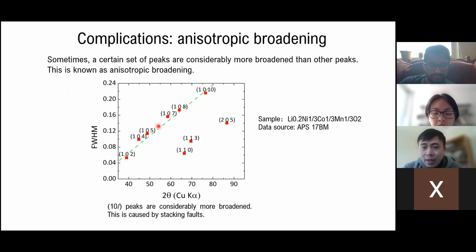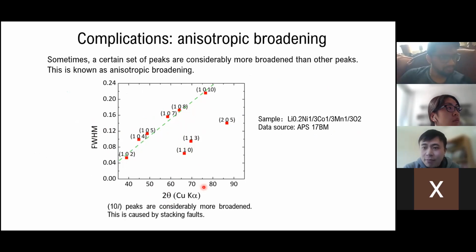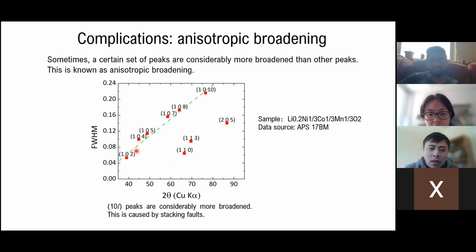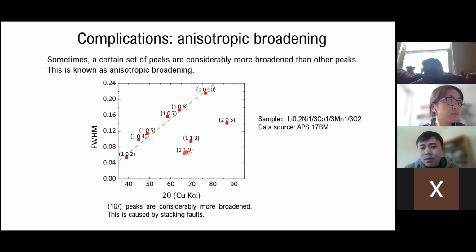What we see here is a charged sample, a charged NMC. If you plot the peak width of charged NMC as a function of 2 theta, you see that you do have a lot of peaks following the trend. They generally follow that at higher 2 theta you have broad peaks, and they seem to be on the same trend. But there are certain peaks that deviate very far from this general trend, and this is so-called anisotropic broadening.